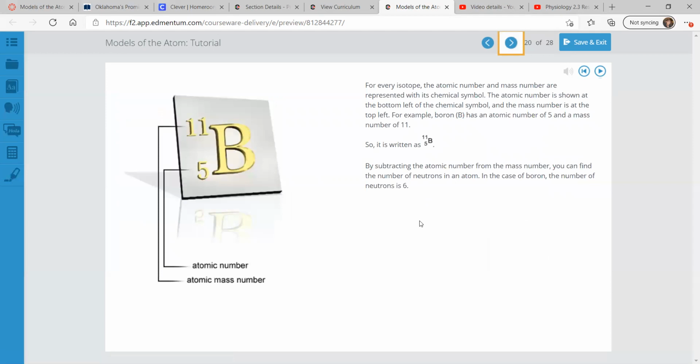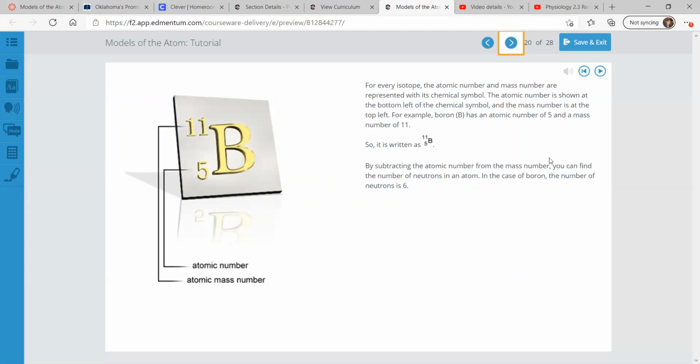This is how things are written in the periodic table. You will have the element symbol, the chemical symbol, and then you have the atomic number at the bottom and the mass number on top. Sometimes that's written like boron, mass number 11, atomic number 5. So for every isotope, the atomic number and mass number are represented with the chemical symbol.